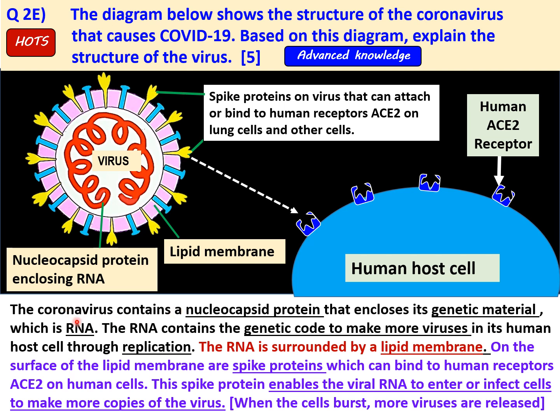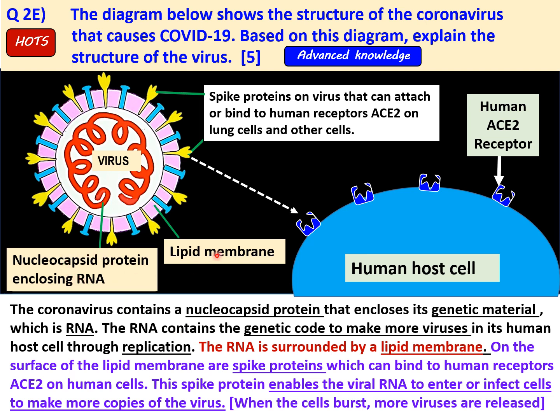Okay? Now, the coronavirus contains a nucleocapsid protein enclosing RNA, which is its genetic material. So the RNA contains the genetic code to make more viruses through its human host cell. And the process of reproducing these viruses is called replication. That's the part about the nucleocapsid protein.